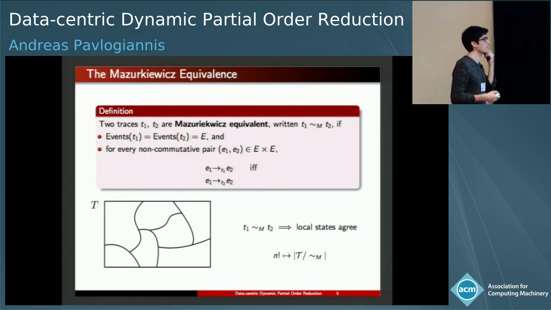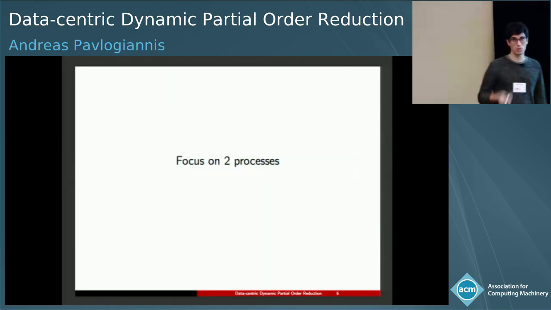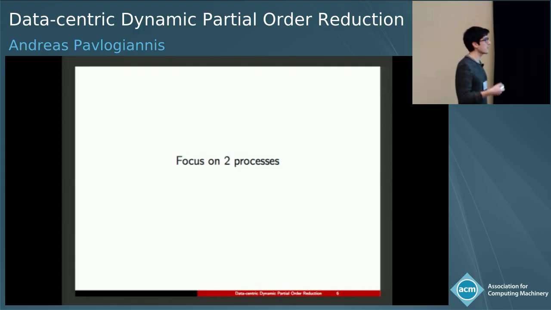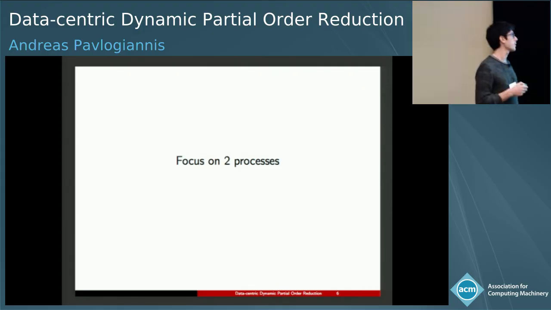So in the end, you don't have to examine all possible traces, but you have to examine all possible classes in this partitioning. And hopefully, this number here is much smaller than this one. That's the idea. So let's focus on two processes for now. I'll be explicit about switching back to more than two later.